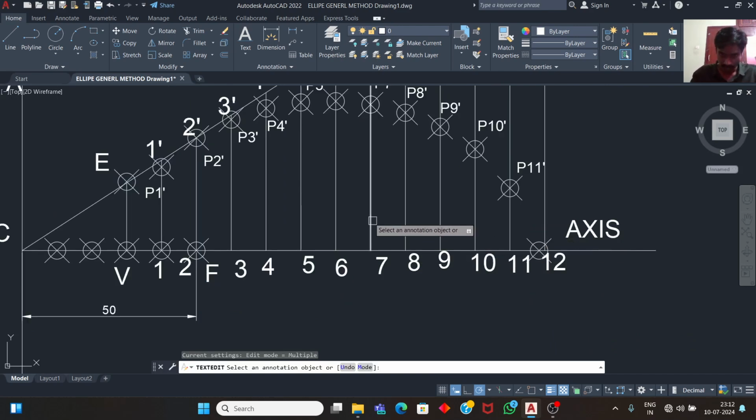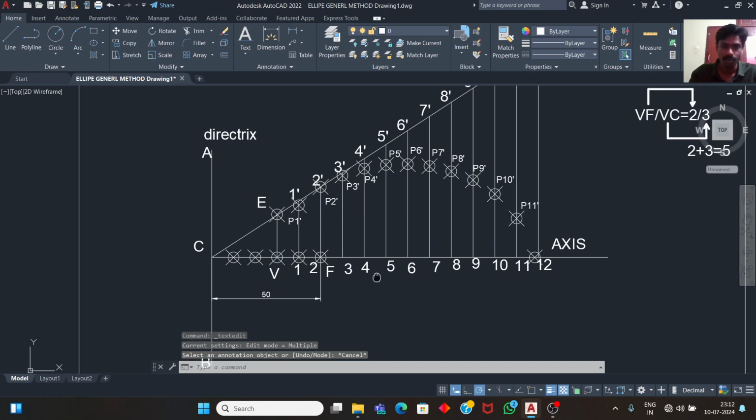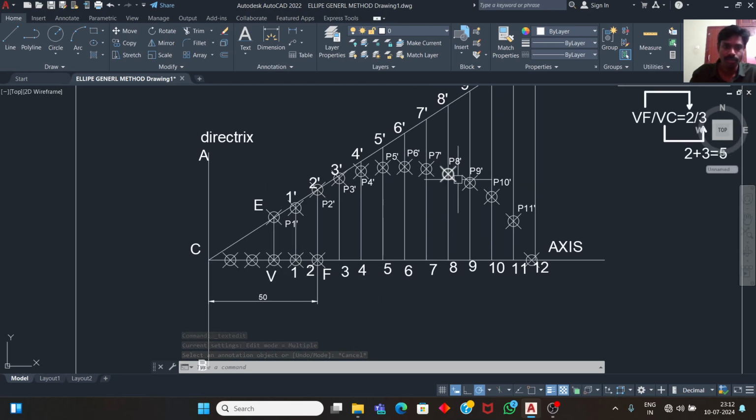Okay. So half of the curve is completed. Half of the points we have located. Now, in similar manner, we need to locate these points below the axis line also. For that, instead of locating these points, we are mirroring these points with the help of the mirror command. We are mirroring these points below this axis line.